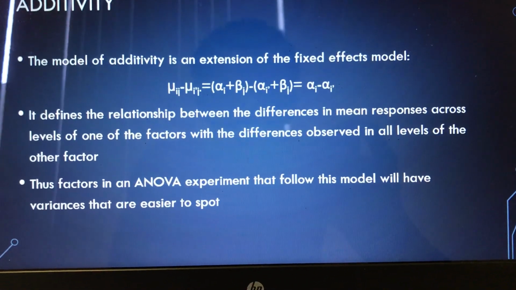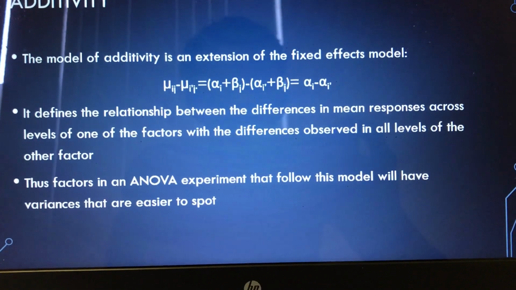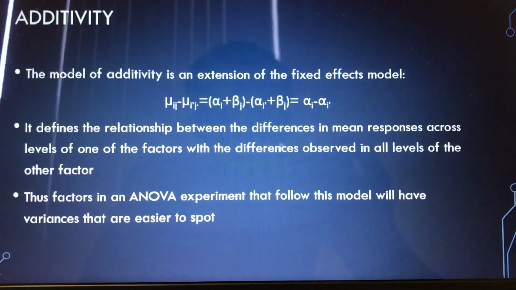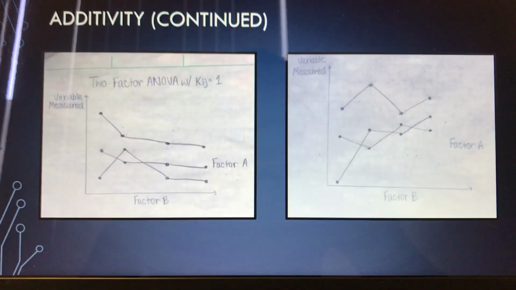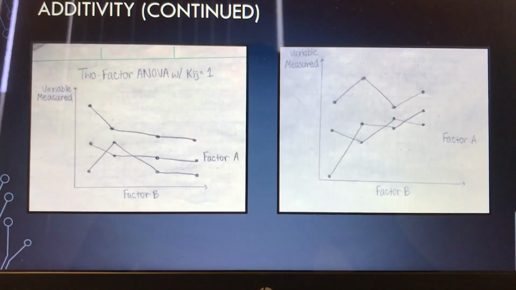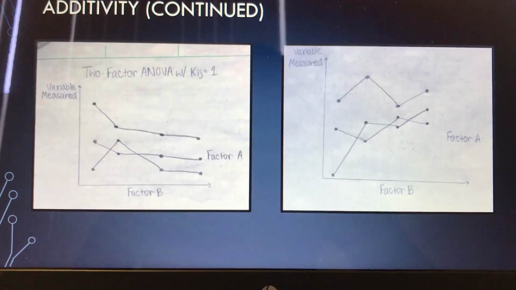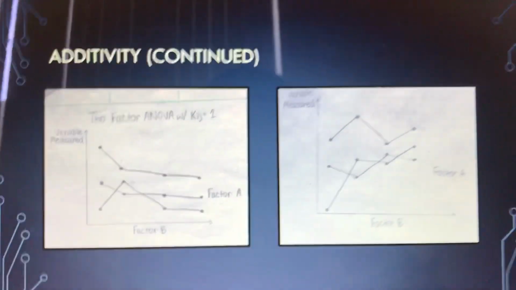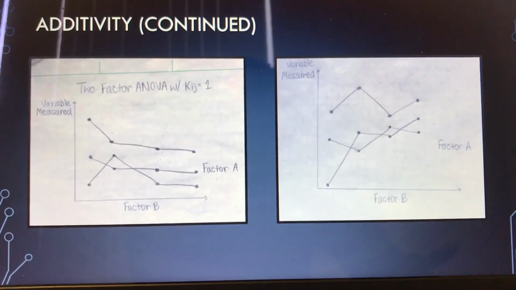So by using the additivity model, you can guess that it will be easier to see variances associated with each factor at each level in the ANOVA analysis. If you look on the left, there's a graph that shows an ANOVA experiment that has a pretty noticeable additive factor A, while factor B, while the graph on the right does not.